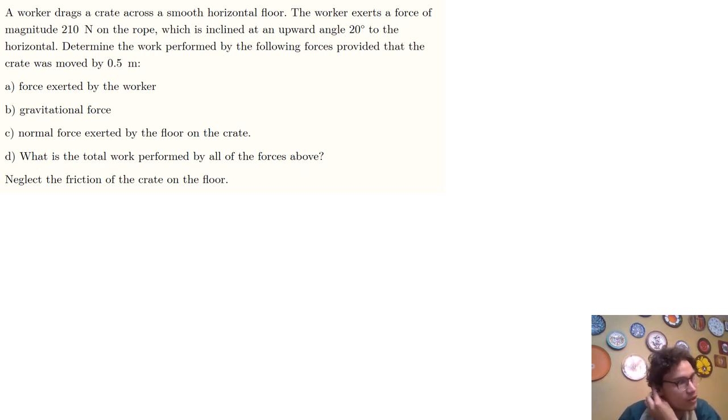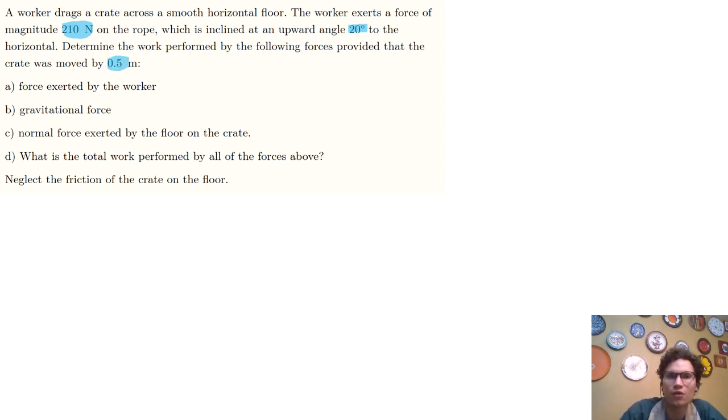We know a worker drags a crate across a smooth horizontal floor. The worker exerts a force of magnitude 210 newtons, which is inclined at an upward angle of 20 degrees. We have to determine the work performed by the following forces, knowing that the crate was moved by 0.5 meters.